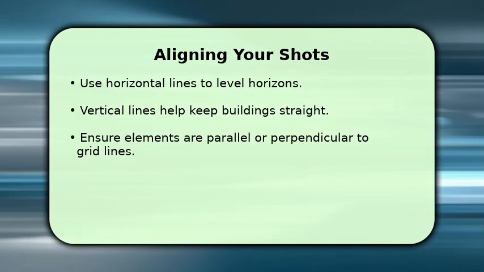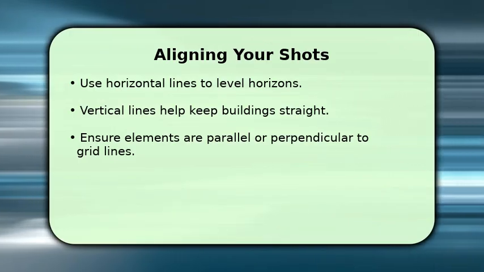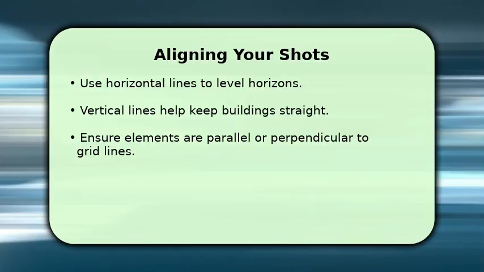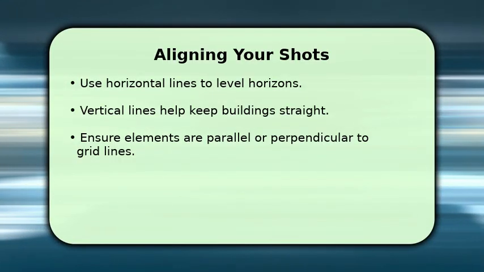Beyond composition, the grid is excellent for alignment. Use the horizontal lines to ensure your horizons are perfectly level, preventing crooked landscapes. Similarly, align vertical elements like buildings or trees with the vertical grid lines to maintain straightness and avoid distortion. This helps create a sense of order and professionalism in your images, making them much more pleasing to the eye.